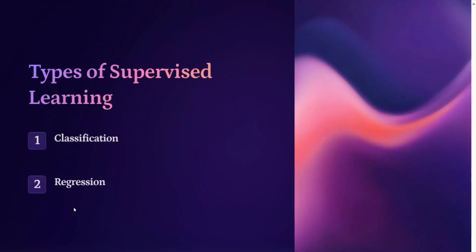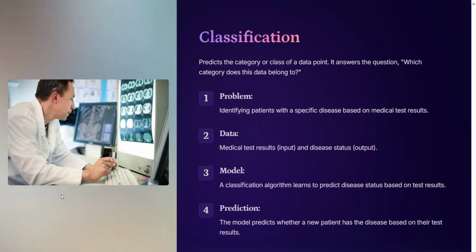Now let's talk about the two types of supervised learning, which are classification and regression. First, let's see what classification is. Now classification is all about predicting the category or class of a data point. It helps us answer the question, which category does this data belong to?